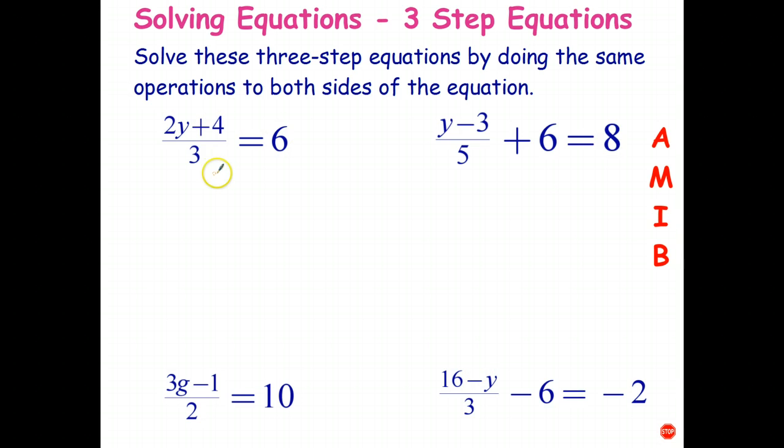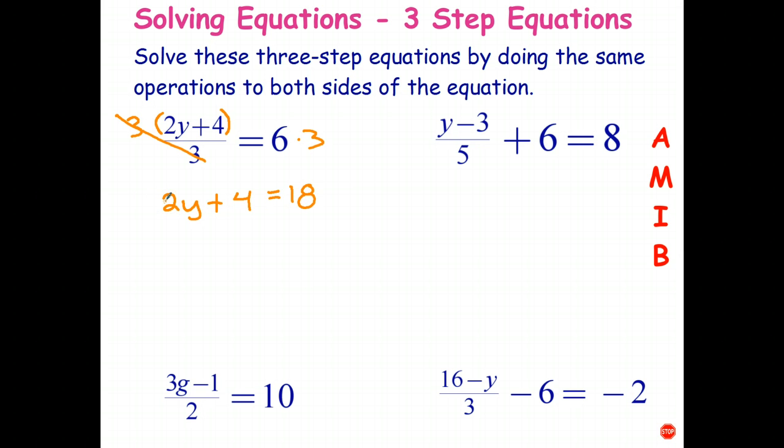Okay, as we did in the previous video, anytime you have a sum or a difference inside a fraction, there's really brackets in the expression. All of 2y plus 4 is divided by 3, and we show "all of" in algebra by putting brackets around the expression. So the brackets are the last thing we're going to do. So the first thing I'm going to do is multiply both sides by 3. The 3's divide out. That leaves me with 2y plus 4 equals 18.